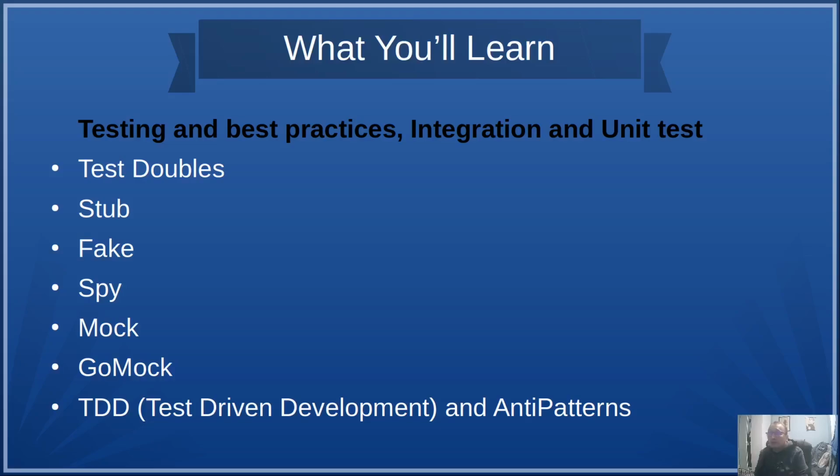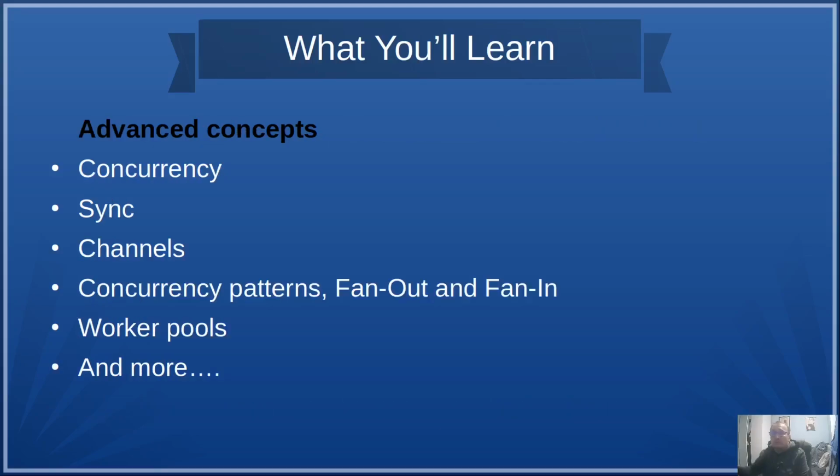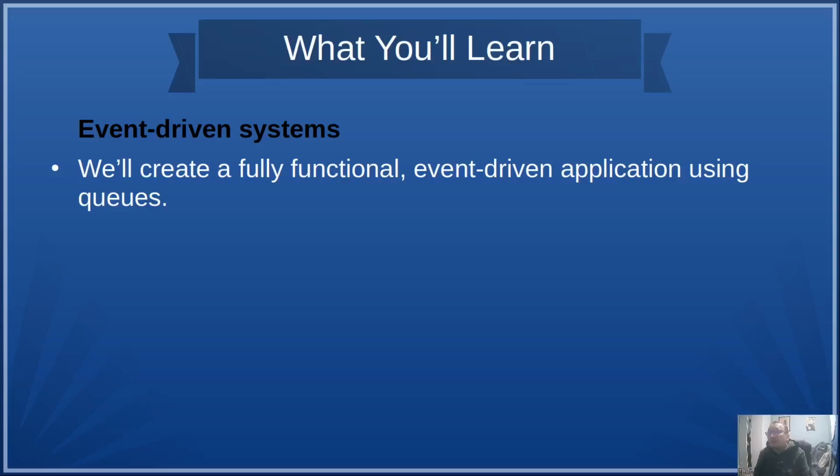We will talk about test doubles, stubs, fake, spy, mock, GoMock, and finally TDD, and also the anti-patterns, what you shouldn't do. After that, we will cover the advanced concepts like concurrency, sync package, channels, concurrency patterns like fan-out and fan-in, worker pools, and many more. Then comes the fun part. We will create an event-driven system together using queues. But in this episode, we're just going to dive into the Hello World application.